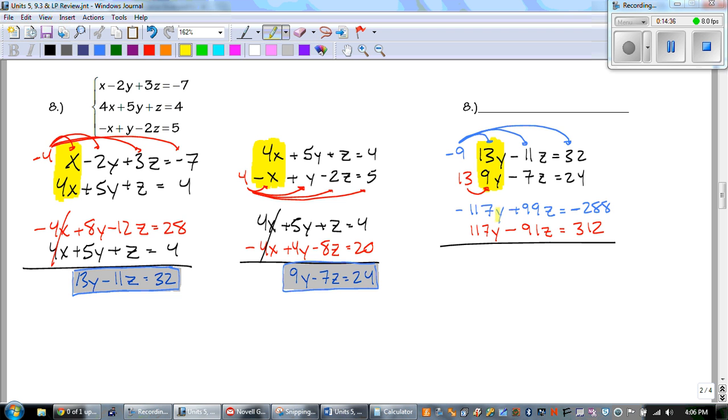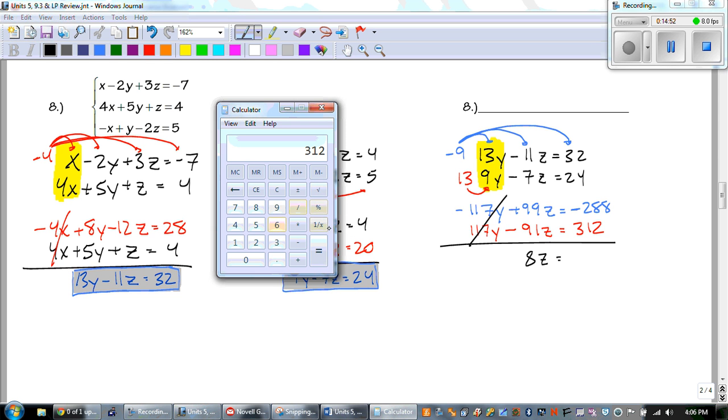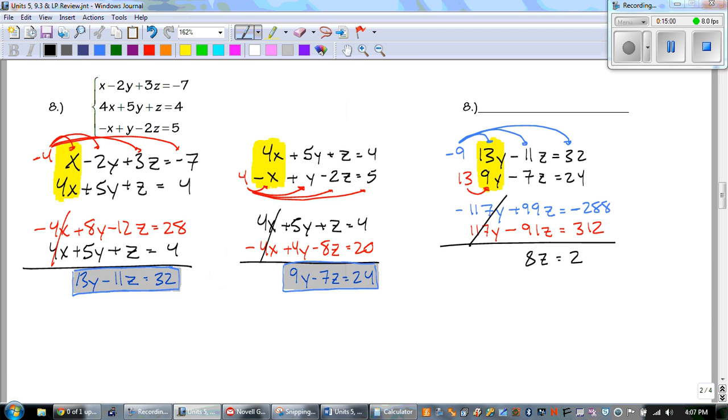Okay, just like I wanted to, our y's right there, they cancel. 99 minus 91 is 8z. And then we've got -288 plus 312. That's pretty much 312 minus 288. And we get 24. Oh my gosh, that looks simple.